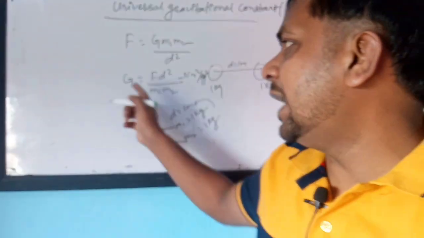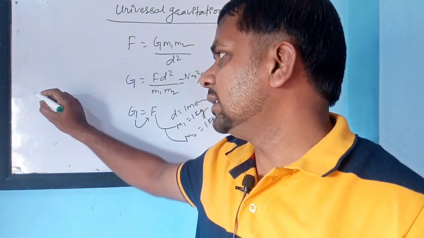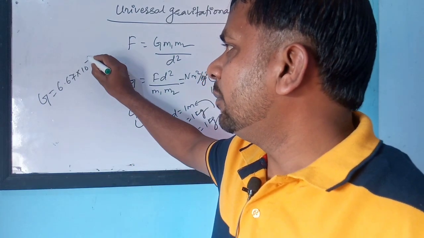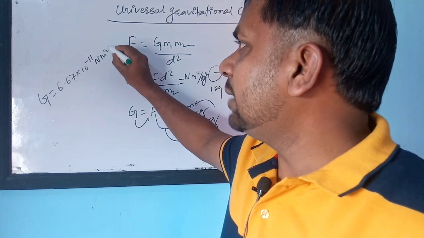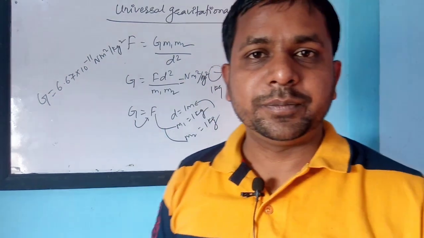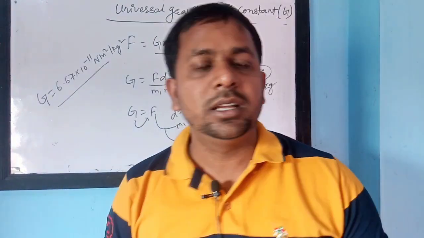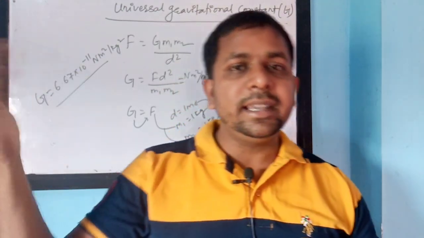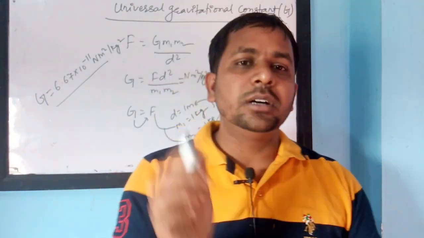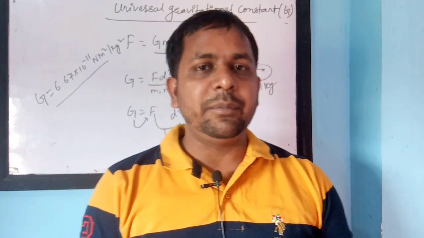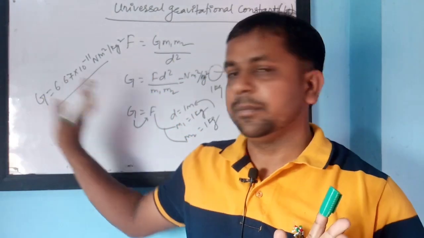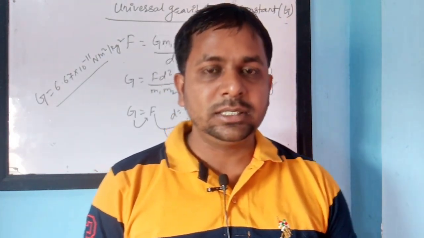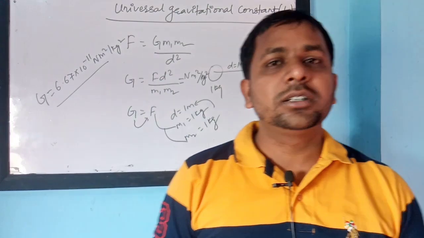Now let us talk about the value of the universal gravitational constant. It is a constant value, that is 6.67 into 10 to the power minus 11 Newton meter square per kg square. This value remains constant all over the universe. If we go on Jupiter or Moon or anywhere in this universe, the value of universal gravitational constant, capital G, always remains the same. I hope you understood the concept of Newton's universal law of gravitation and universal gravitational constant.